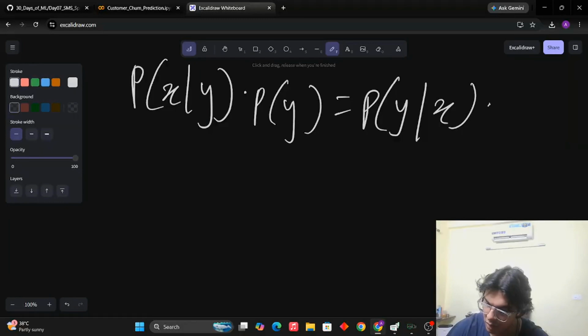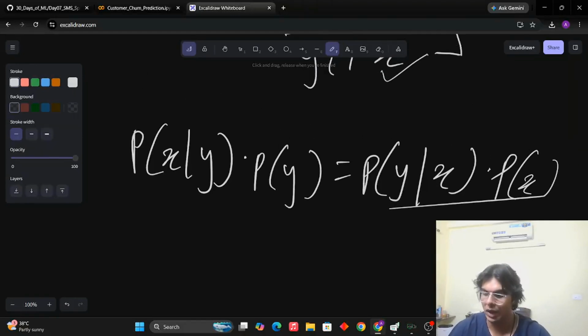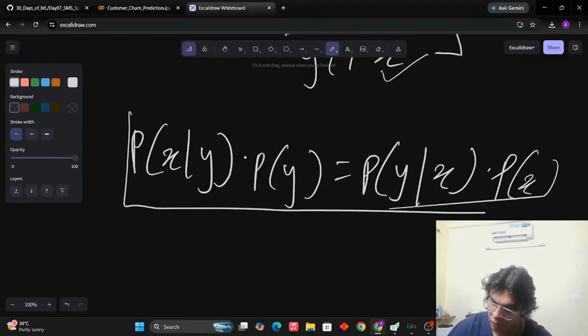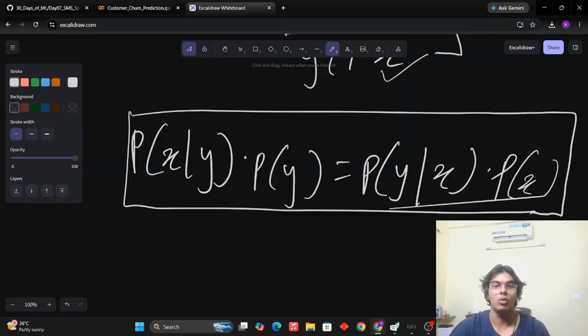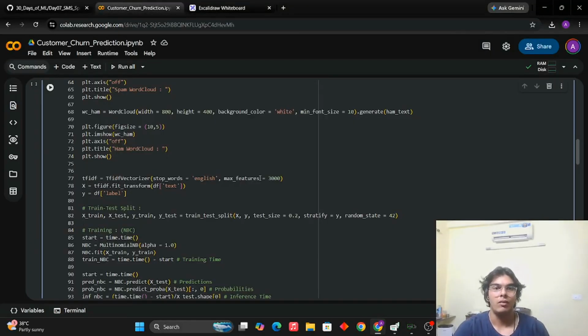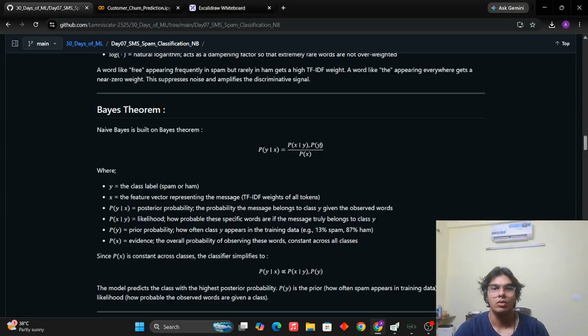Okay, this is the result of Bayes theorem. It is used to basically calculate the reverse probabilities. So if you are given any three of these values, you can calculate the fourth. So that's what we are doing. Let me show it to you. So this is the problem statement.